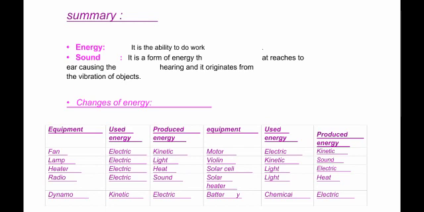In the fan, of course, we said that electric energy transforms into kinetic energy. In the lamp, electric energy transforms into light energy. In the heater, electric energy into heat energy. Radio, electric energy to sound energy. Dynamo, kinetic energy to electric energy. Okay, next part, motor. In the motor, electric energy into kinetic energy. Violin, kinetic energy into sound energy. In the solar cell, light energy to electric energy. Heater, we said that electric energy to heat energy. Okay, battery, chemical energy to electric energy. In the battery or the dry cell, there is chemical energy inside it. It will transform into electric energy that it can operate any appliance.